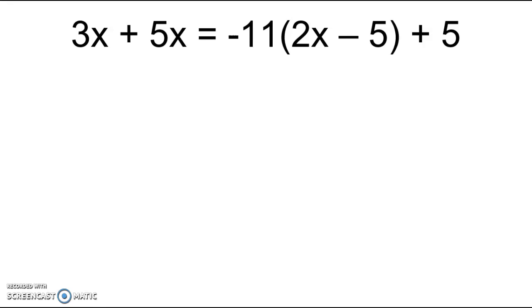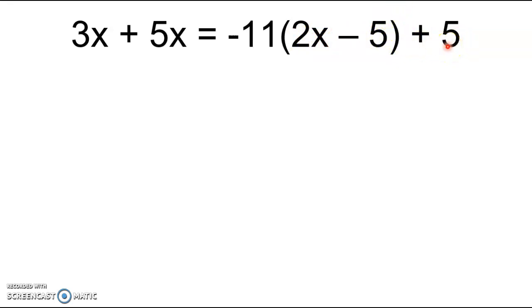Like I've said, in level 4, level 5, level 3 and level 2, we have to simplify the equation first. We're going to simplify it by combining like terms and by using distributive property. So let's do that now. I always encourage my kids to do the parentheses first. So let's read this problem out. We have 3x plus 5x is equal to negative 11, parentheses 2x minus 5, close parentheses, plus 5.